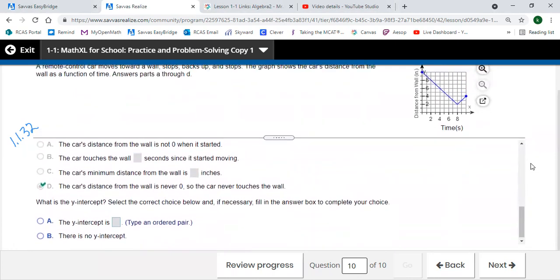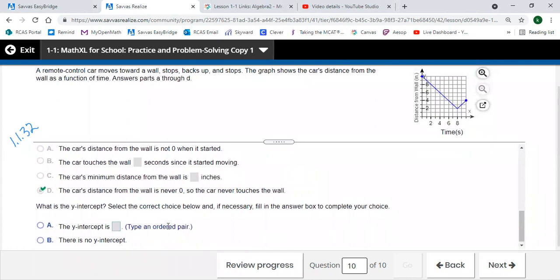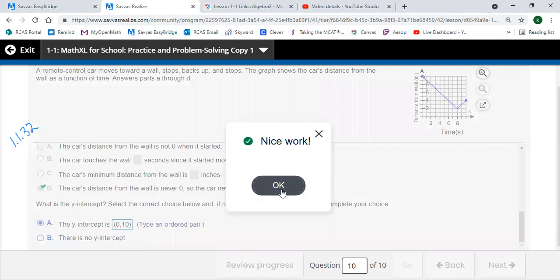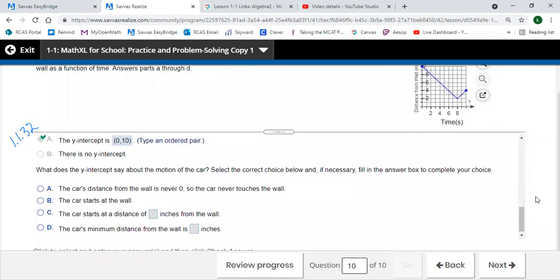Now our Y-intercept, and they want it typed as an ordered pair. So remember, there's my Y-axis, that's up at 10. So as an ordered pair, my X is 0. I didn't go left or right at all, and it's up 10. Ordered pair, enter. All right, cruising right along here.